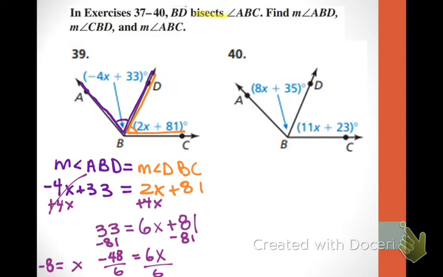Plug it back in. So to find the measure of angle ABD, we're going to plug it in up here. Negative 4 times negative 8 plus 33. What is negative 4 times negative 8? 32. Plus 33 is 65.